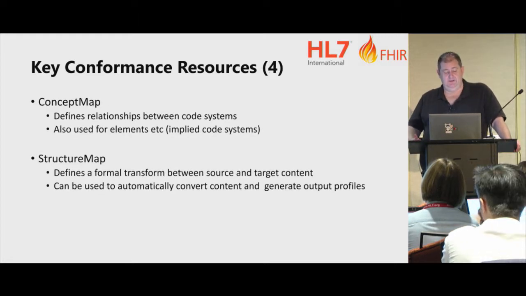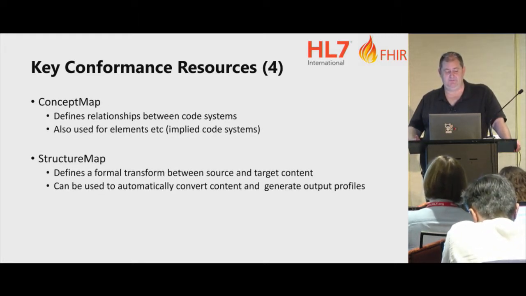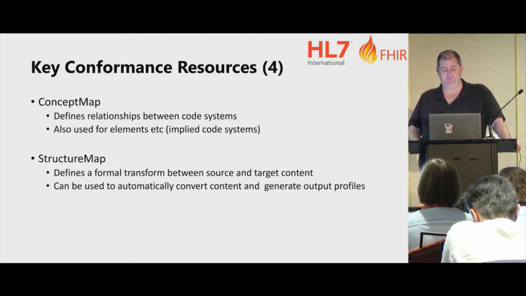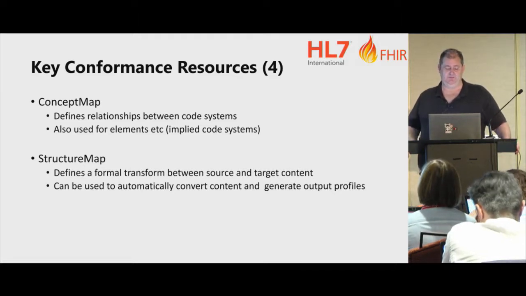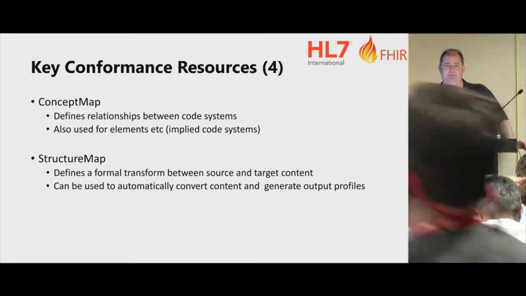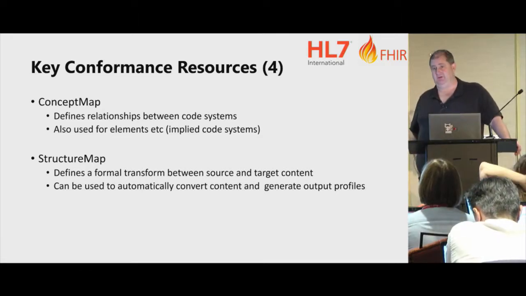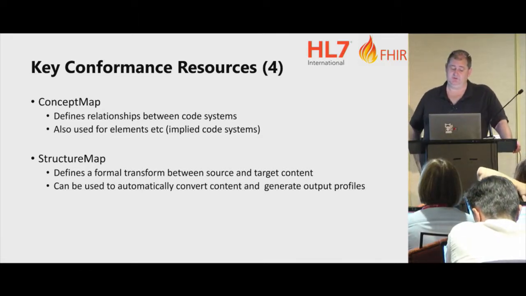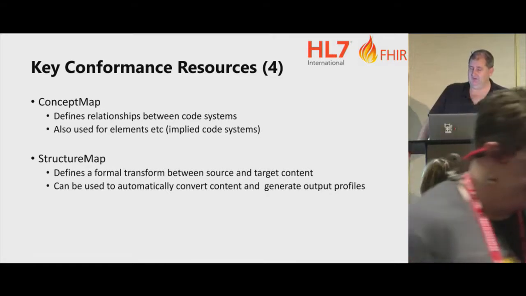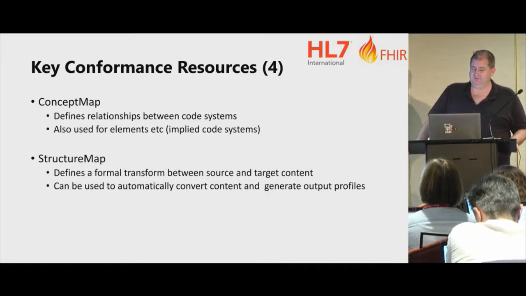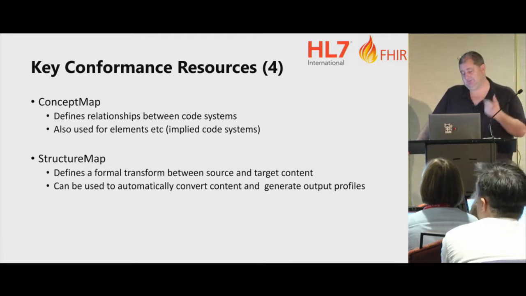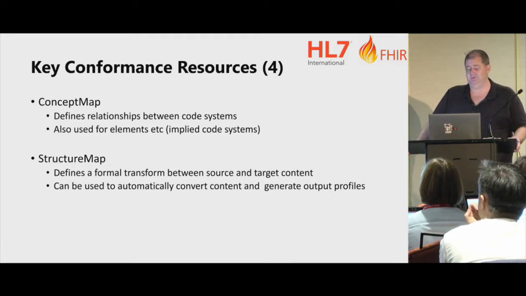All right, and then there's concept map and structure map, which define relationships between code systems, and also you can use them to map conceptually between like resources and models, because they're kind of implied systems of concepts with codes. And there's structure maps that define formal transforms between source and target content. So you can actually execute those, and the implementation guide generator will actually execute those.